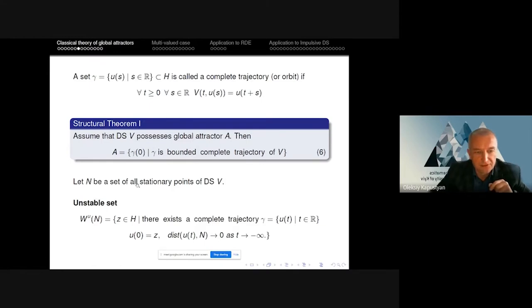So let N be the set of all stationary points of the dynamical system. It means that N is the set of stationary solutions, in fact, of our evolutionary problem. And we introduce the unstable set emanating from the set N. This unstable set, W(N), consists of all points z such that there exists a complete trajectory gamma through this point z, such that dist(u(t), N) tends to zero as t tends to minus infinity. So that's why W(N) is the unstable set emanating from N.